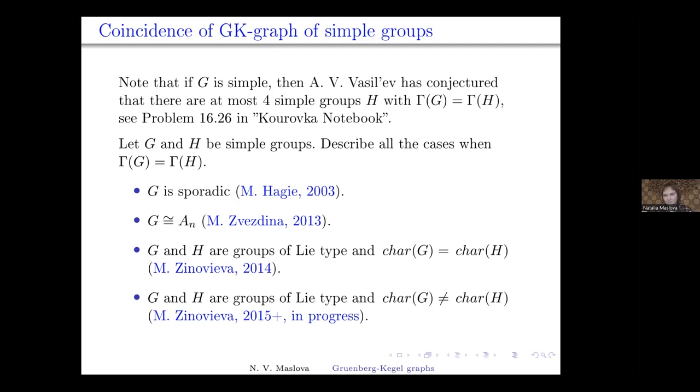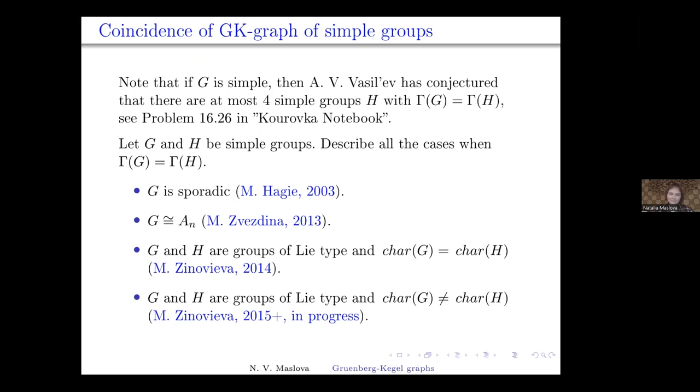If one of the groups is sporadic, then it's a result by Mina Hagi around 20 years ago. And if one of the groups is alternating, then this result is by Maria Zvezdina around 10 years ago. And the coincidence cases of Gruenberg-Kegel graphs for groups of Lie type in the same characteristic, this result is by Mariana Zinovieva some years ago. And the coincidence of Gruenberg-Kegel graphs of finite simple groups of Lie type in different characteristics, this is research by Mariana Zinovieva, and this research is still in progress. I will refer to this moment, and please remember here.